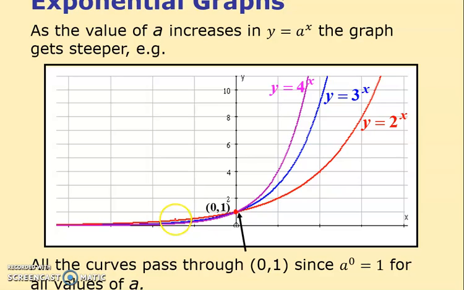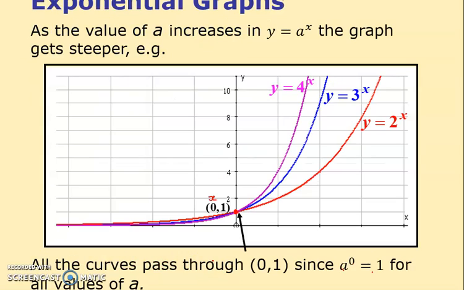Still all crossing at 1, and that's basically because if you put any number to the power of 0, and of course this coordinate here is the coordinate (0, 1), so the x value here is 0. So if I do a to the 0, it's 1. So it doesn't matter what value it is.